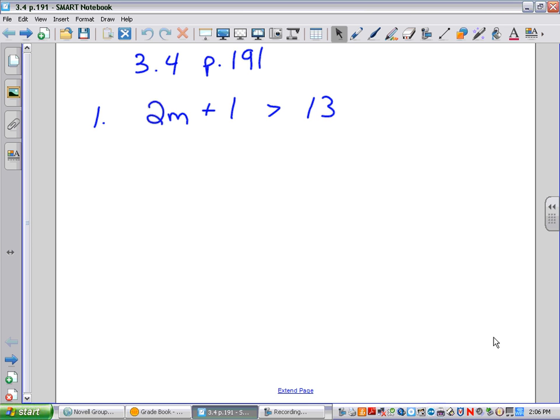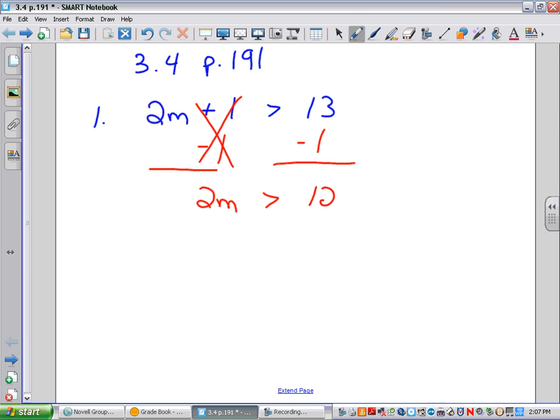2m plus 1, and you need to know that's a greater than sign, is greater than 13. Again, 2m plus 1 is greater than 13. So you should recognize that you want to subtract 1 from each side. Mark out your opposites. 2m would be greater than 12. That's your first step. And your second step is to divide by 2.